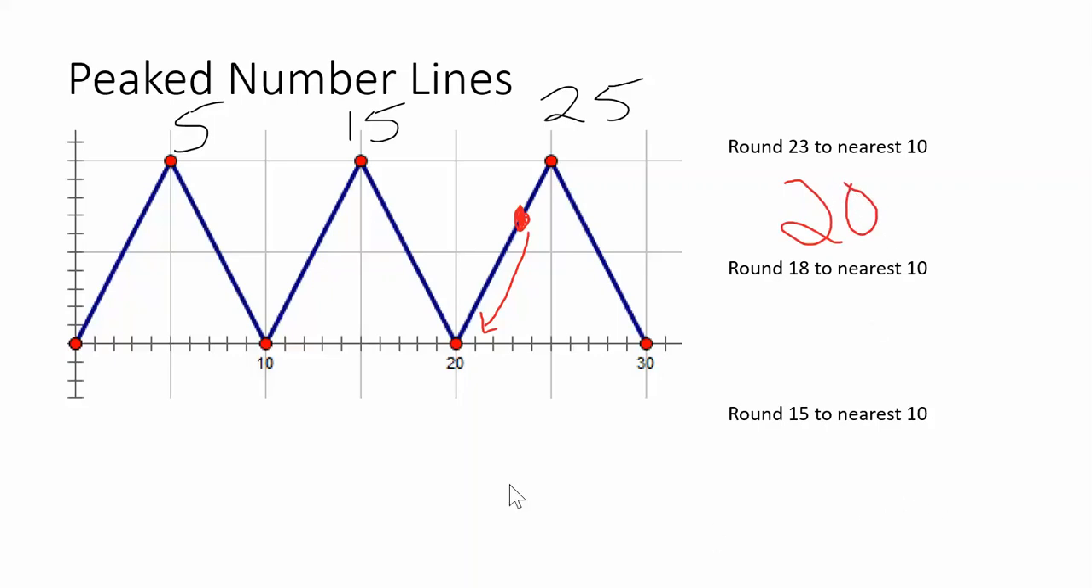Let's try it with 18. So I'm going to find where 18 goes. 18 is between 15 and 20. So 18 would be about there. When I have 18 slide into the valley, it would also slide into the valley of 20.